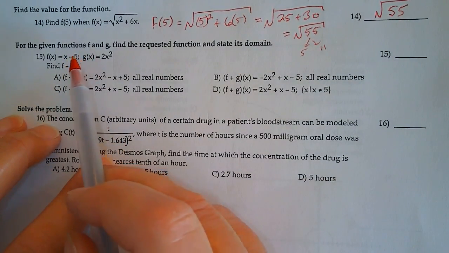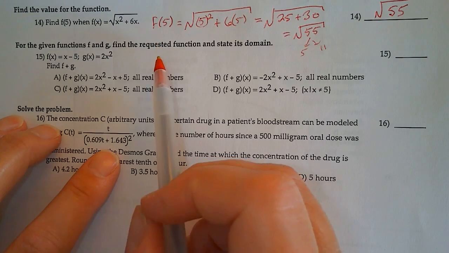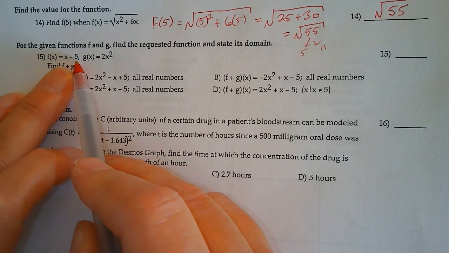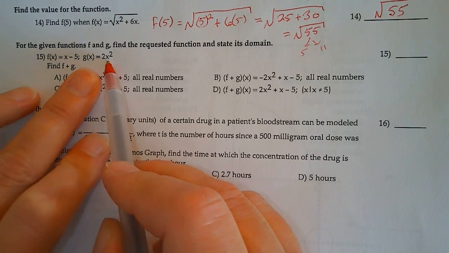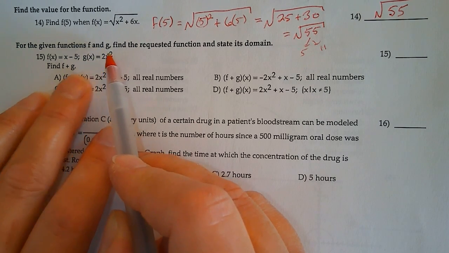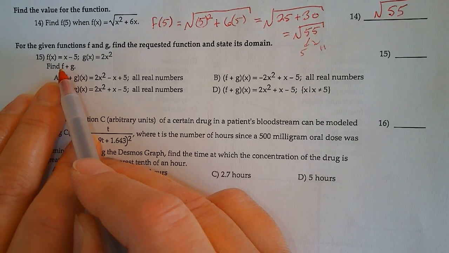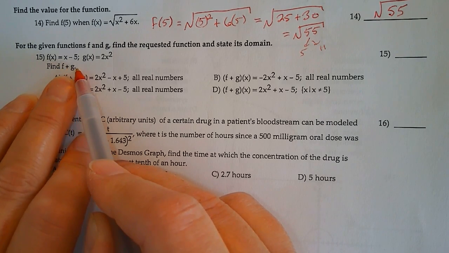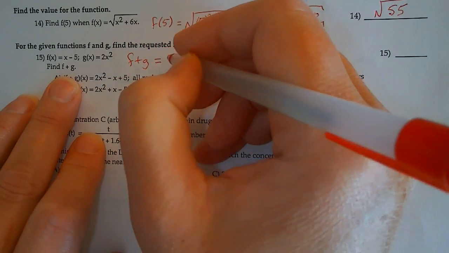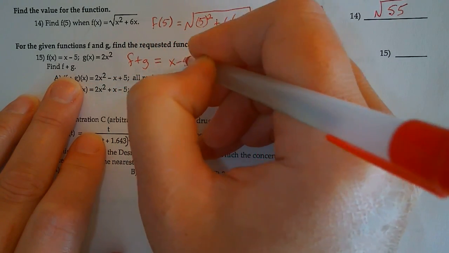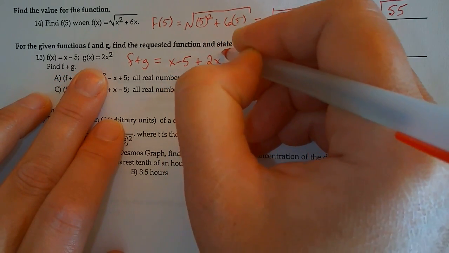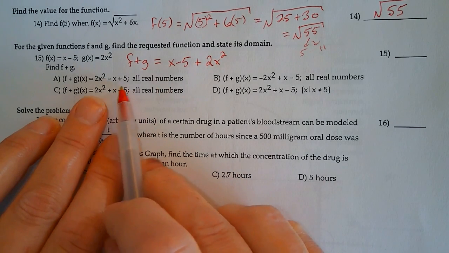All right, 15. For the given functions f and g, find the requested function and state its domain. So here's an f function. It's a line, x minus 5. Here's a g function. It's a quadratic. It's 2 times x squared. It wants me to find the combination where I add f and g. So I'm going to say f plus g is going to be the function x minus 5, f, plus the g function, 2x squared.